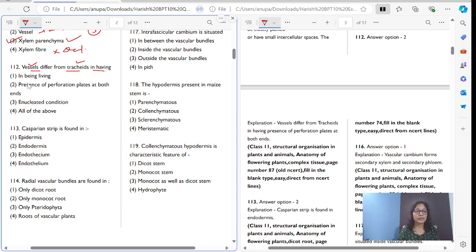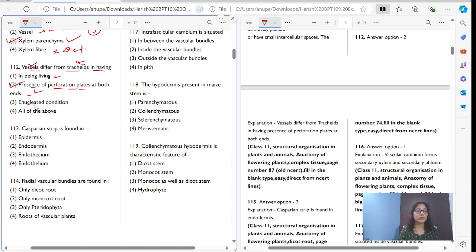The first option is in being living. So this is not a difference. The second option is presence of perforation plates at both ends. This is the difference. Perforation plates are present in vessels but not in tracheids. Hence, this option is the right option.